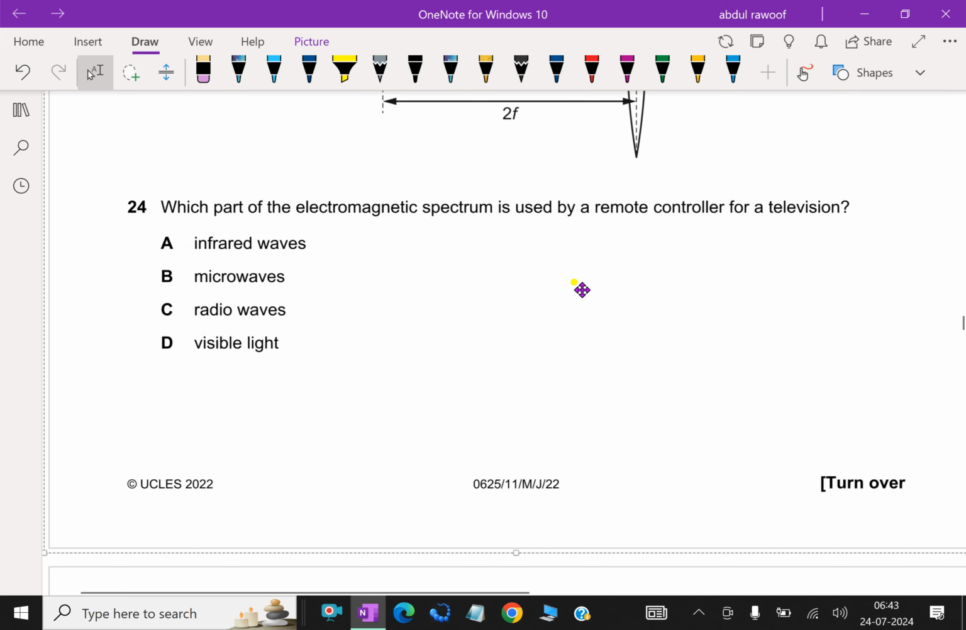Next, which part of the electromagnetic spectrum is used by a remote control for a television? Infrared waves.